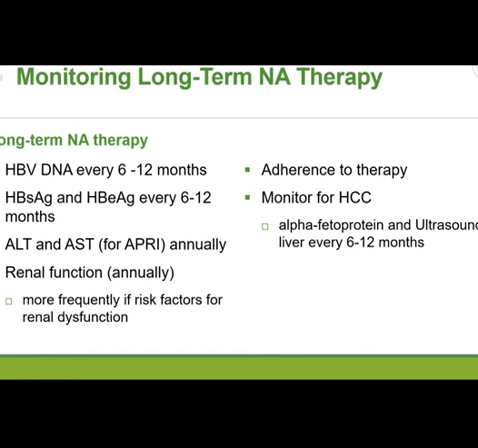Long-term therapy: hepatitis B virus DNA every 6 to 12 months, hepatitis B surface antigen and E antigen every 6 to 12 months, AST, ALT, for F3 annually, and renal function annually, more frequently if they have risk factors like diabetes and hypertension. Ask them to adhere to the therapy. Monitoring for hepatocellular carcinoma: we do an alpha fetoprotein, which is a tumor marker, and ultrasound assessment of the liver every 6 to 12 months.